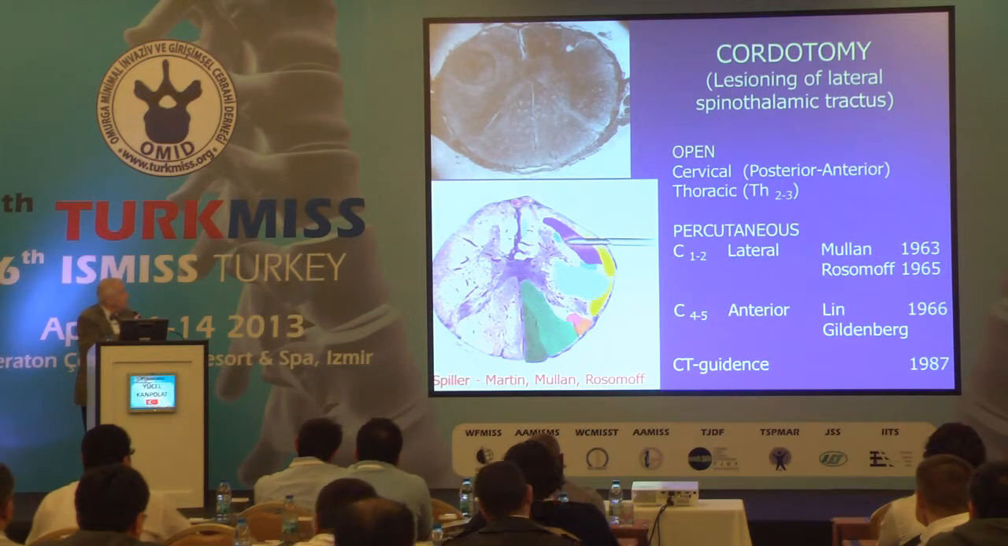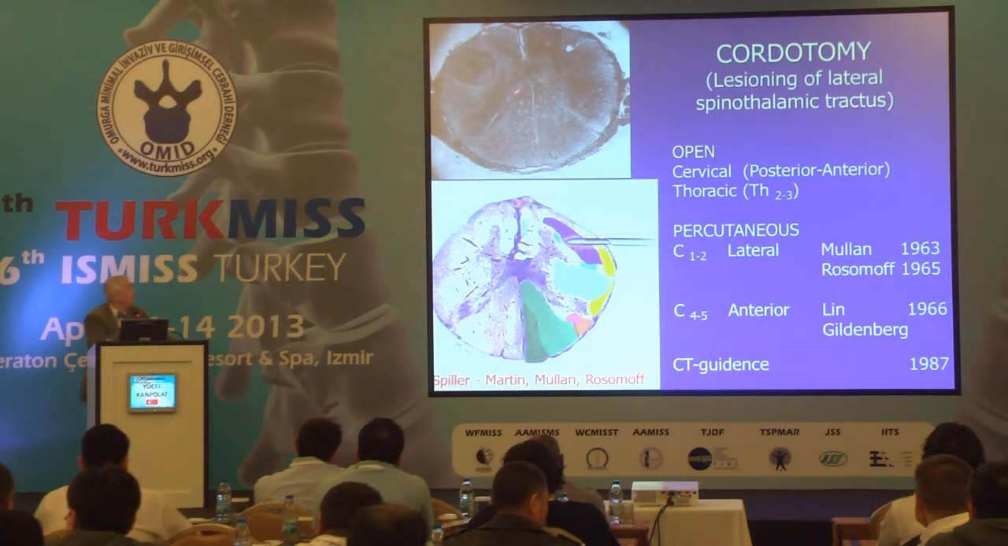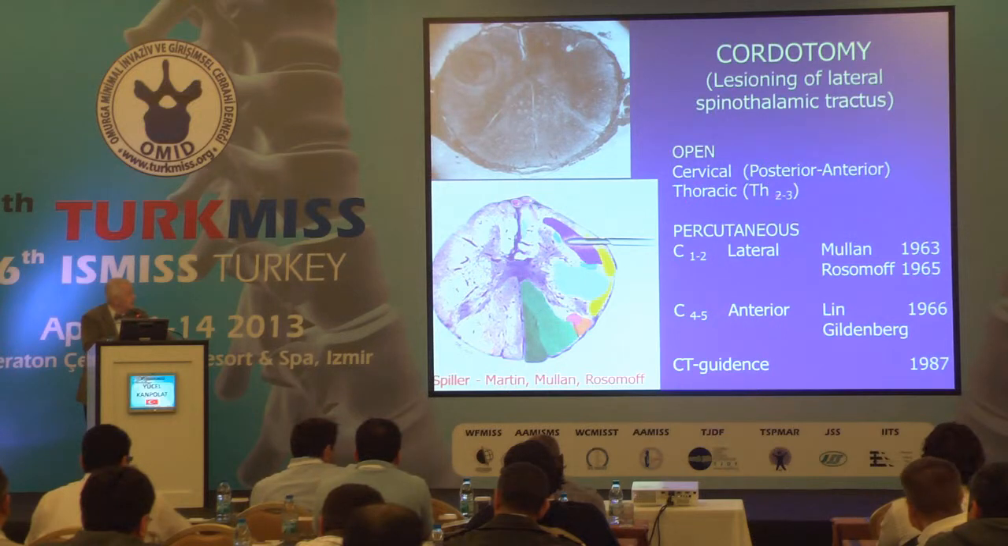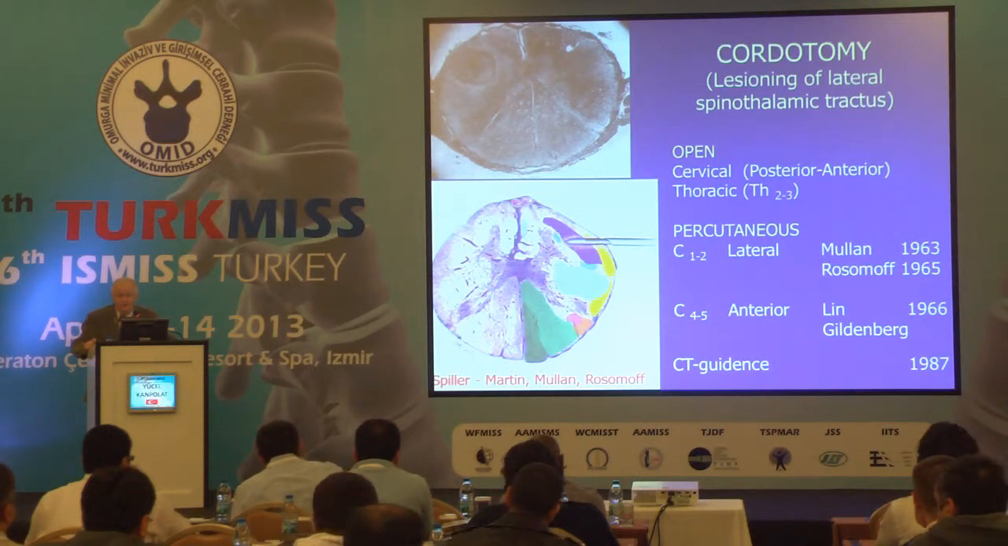After this, he referred the patient to the surgeon Martin. Surgeon Martin performed the first cordotomy in paraplegic patients, and later the pain problem disappeared. Cordotomy started with the open procedure just after this experiment. The open procedure was performed in the cervical and thoracic region, and it was later described by the percutaneous method by Rosomoff and Mullan.